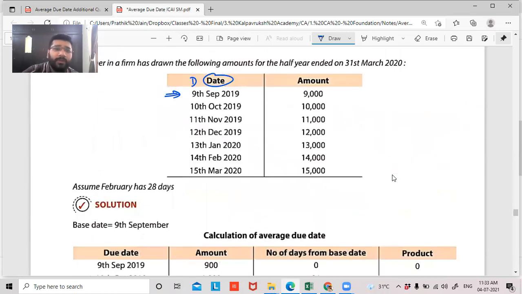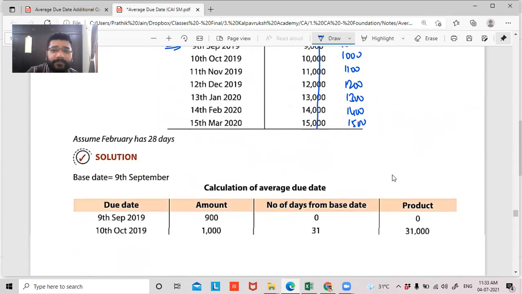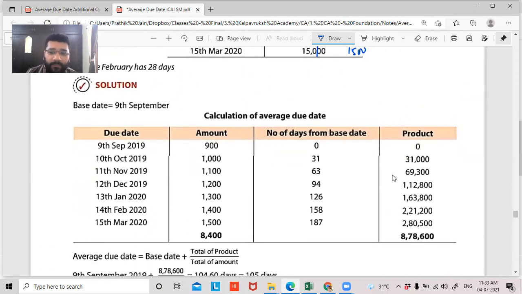Guys, please assume this amount is 10 less. So this will be 900. This is 1,000. This is 1,100. This is 1,200. This is 1,300, 1,400, and 1,500. Don't take these amounts, because if we do that, it will be 87 lakh 86,000 rupees. So I think that is why they've reduced 10 in the answer.